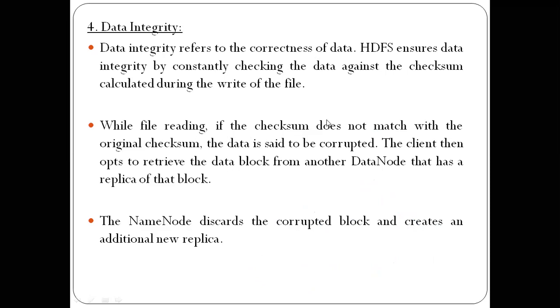While file reading, if the checksum does not match the original checksum, the data is said to be corrupted, and the client then opts to retrieve the data block from another data node. Clear? The name node discards the corrupted block and creates an additional new replica. In the sense, if a name node comes to know that some block is corrupted, the uncorrupted block is taken from a different data node and another replica is created. Okay.